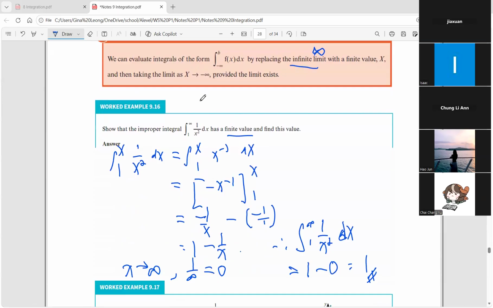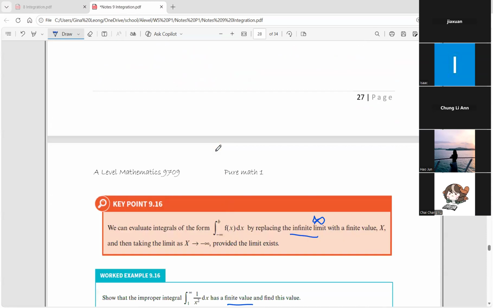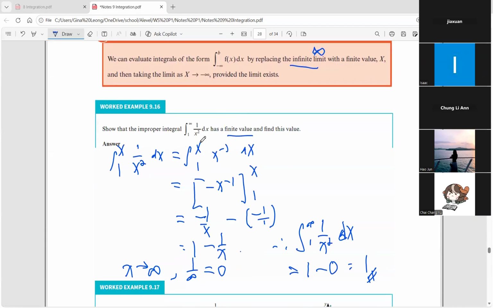Now we go for the example. Example 9.16. It asks you to show the improper integration, from 1 to infinity of 1 over x squared. Here it can give you anything, this is just an example. For this case, usually it will give something like 1 over x squared or 1 over x cubed. So it gives you this equation and asks you to get the integration which has a finite value, meaning that there is a value over there. Then after that, you need to find that value.